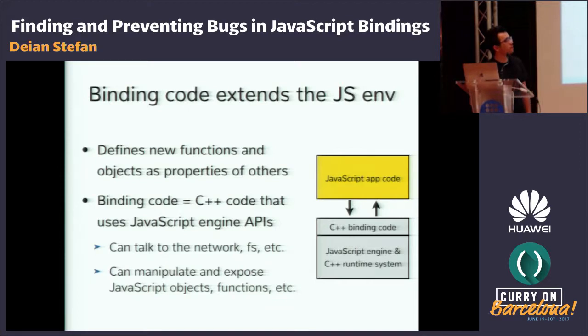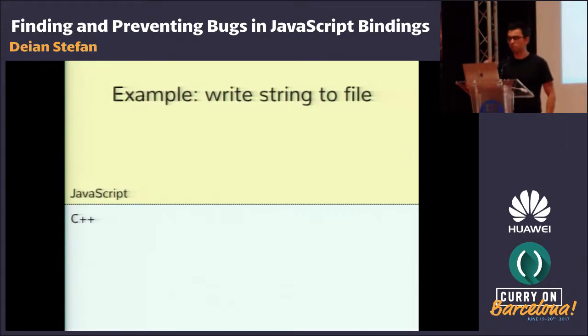So if we were to have a diagram explaining what binding code looks like, well, you have the JavaScript app code running at the top, and this talks to some C++ code in the binding layer, which itself is written in the JavaScript runtime system that has this V8 API for manipulating, say, JavaScript objects and talking to the network. So let's look at an actual example of binding code. Let's suppose that the thing that we want to do is write a string to a file, right? So JavaScript doesn't let us do this, and we're going to use binding code to expose this.